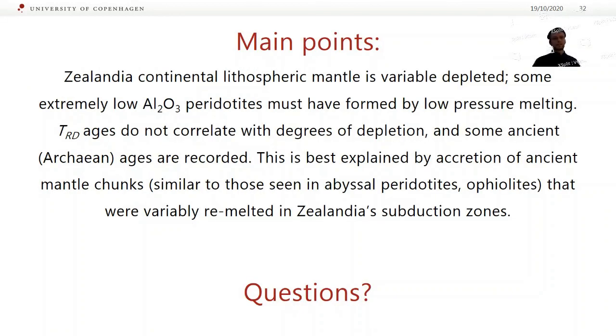So the main points here are that the Zealandia continental lithospheric mantle is variably depleted with some extremely low aluminium peridotites that must have formed by low pressure melting. TRD ages do not correlate with the degrees of depletion, and some ancient Archean ages are recorded. The best explanation for this is accretion of ancient mantle chunks, similar to what we see in abyssal peridotites and ophiolites, that were variably remelted in Zealandia's subduction zones.